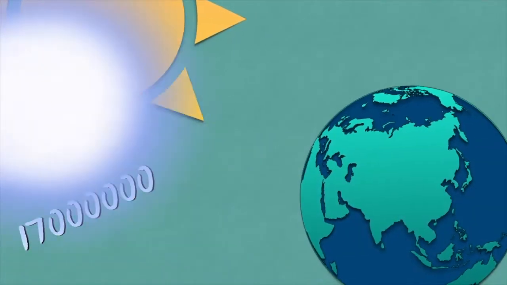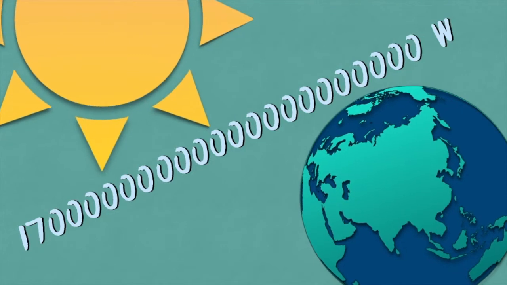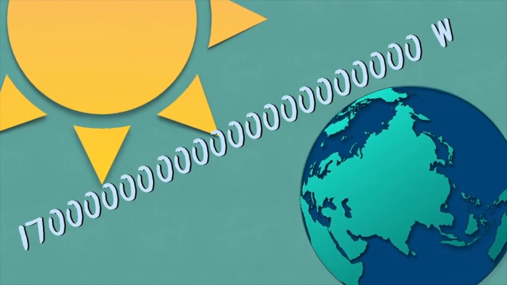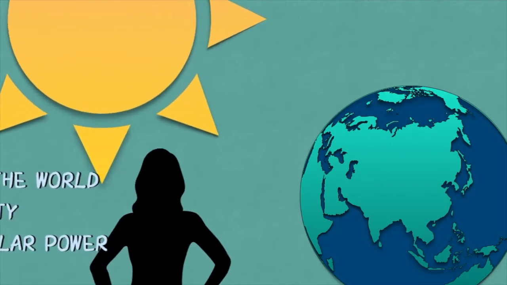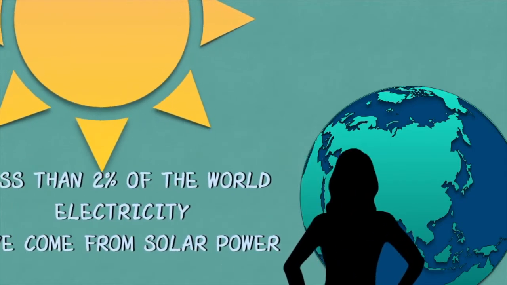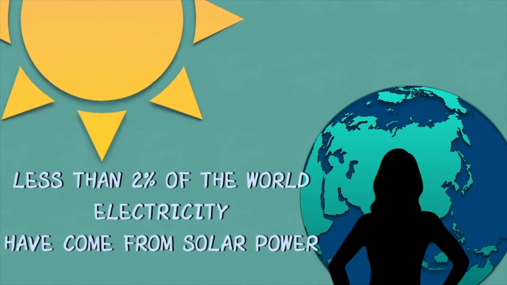The Earth intercepts a lot of sunlight. It is said to be about 173,000 terawatts. In recent years, less than 2% of the world's electricity has come from solar power. Is it possible that the world could completely rely on solar energy?